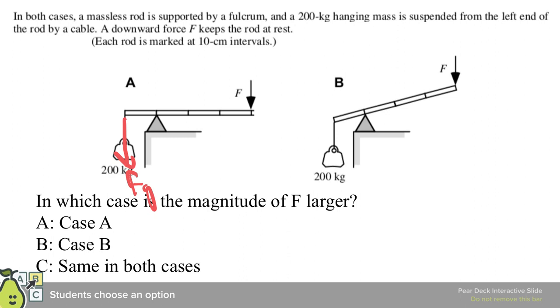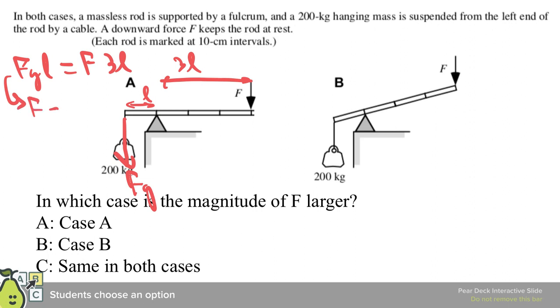All right. So when we look at the case on the left, case A, it's pretty clear that if we call this distance L, then we have that this distance is 3L. So we have something like FG times L on the left and F times 3L on the right. So we see pretty clearly that the force here has to be 1/3 the force of gravity, Fg, that we have to only push 1/3 as hard, which makes sense. We're further out, so that makes sense.